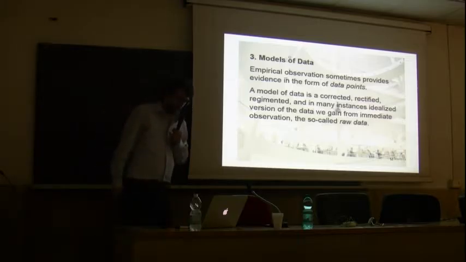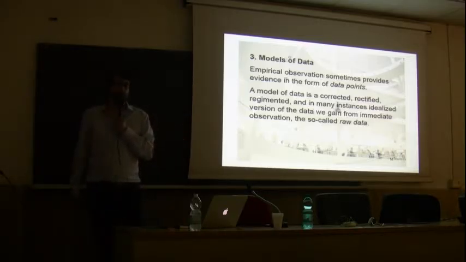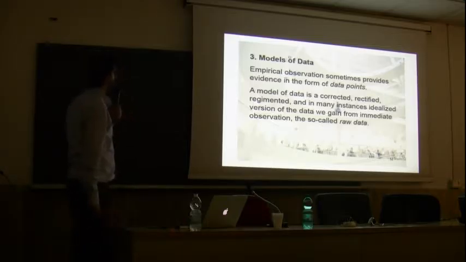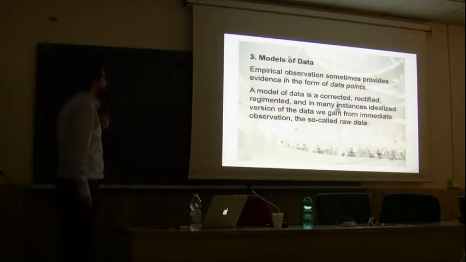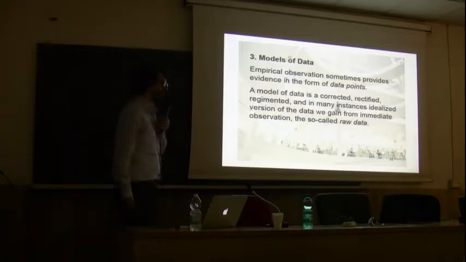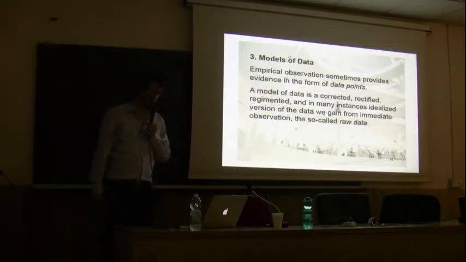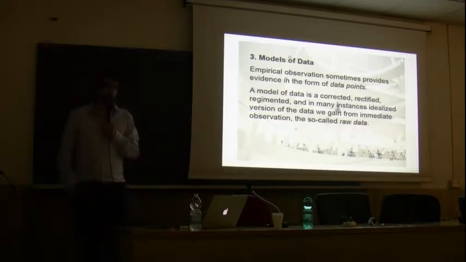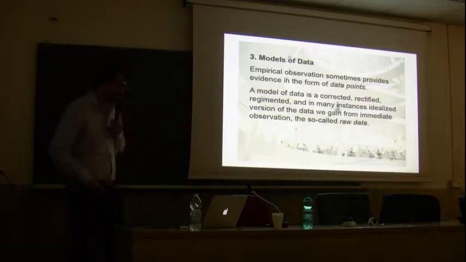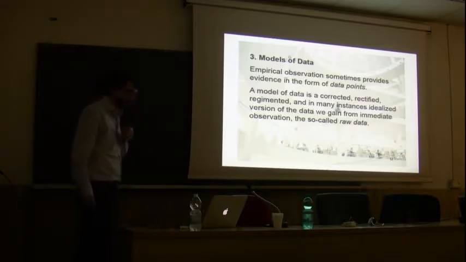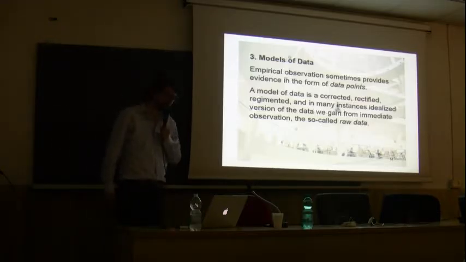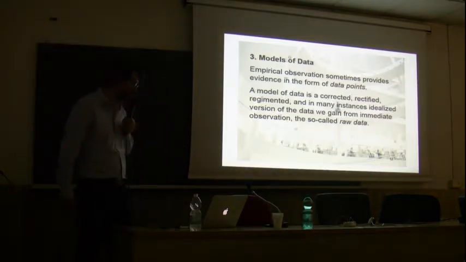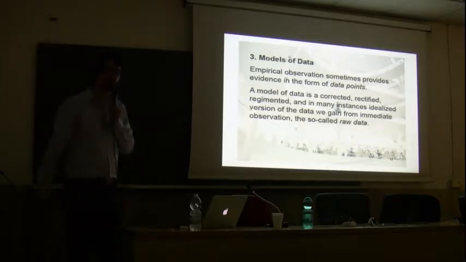But rather than delving in deeper here, I want to introduce the third type of model, and this is what's generally called models of data. So empirical observation often provides evidence in the form of data points. You measure something. And then a data model can be said to be a rectified, regimented, and idealized version of the data we gain from immediate observation, which are also called raw data.